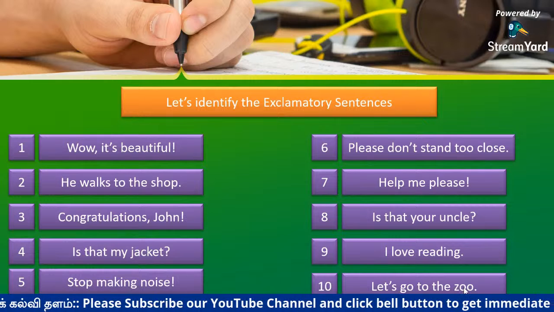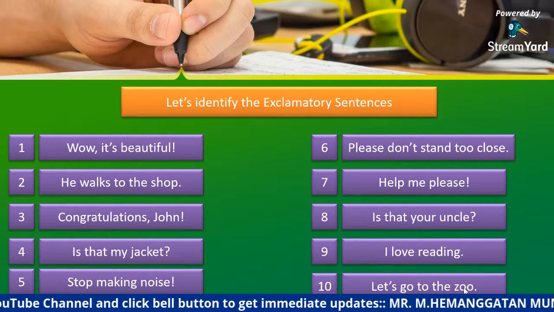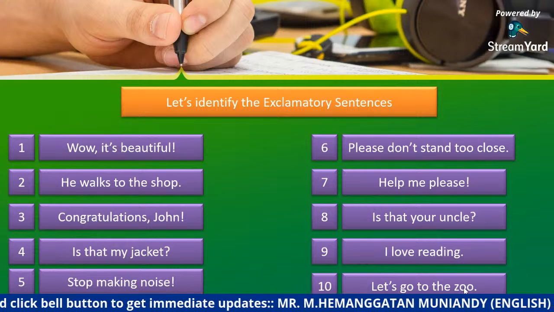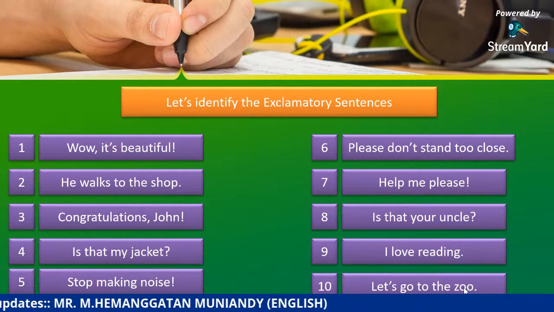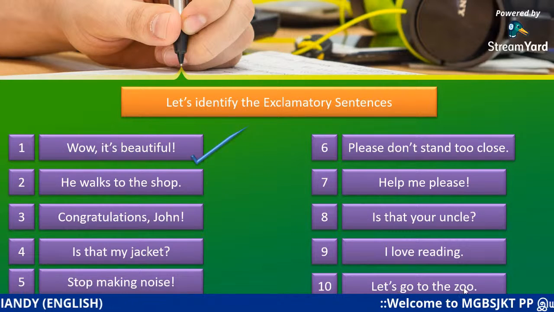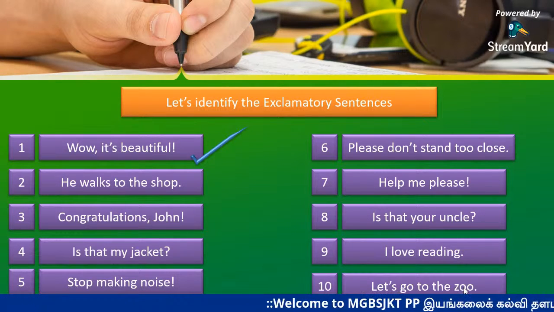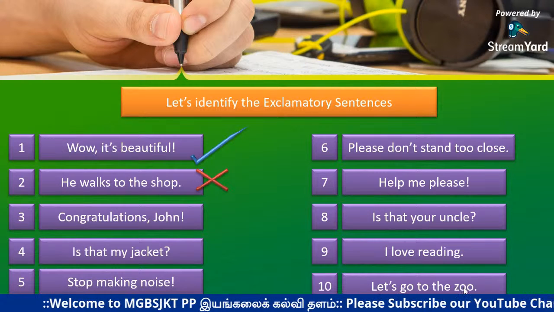So, Kavin Raj, you choose number 4. Is that my jacket? There is a question mark there. Okay, Suchitra. All right. Okay, so now it's time for us to look at the right answer. Most of you said 1. You are right. I think none of you chose number 2. Okay, you people are following me.